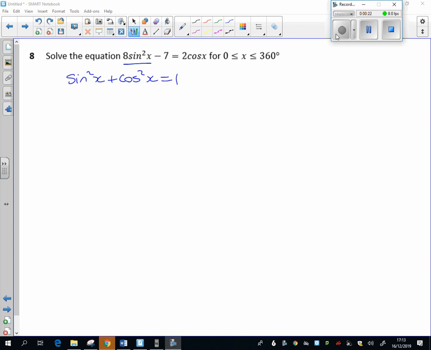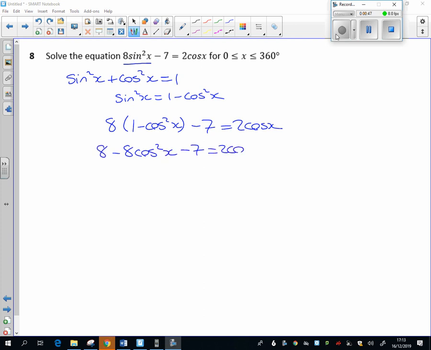It will always be the squared term that you're going to substitute out. So sine squared x is 1 minus cos squared x. So I can substitute 1 minus cos squared in for sine squared, and then I've got a quadratic just in cos. So multiply out those brackets.